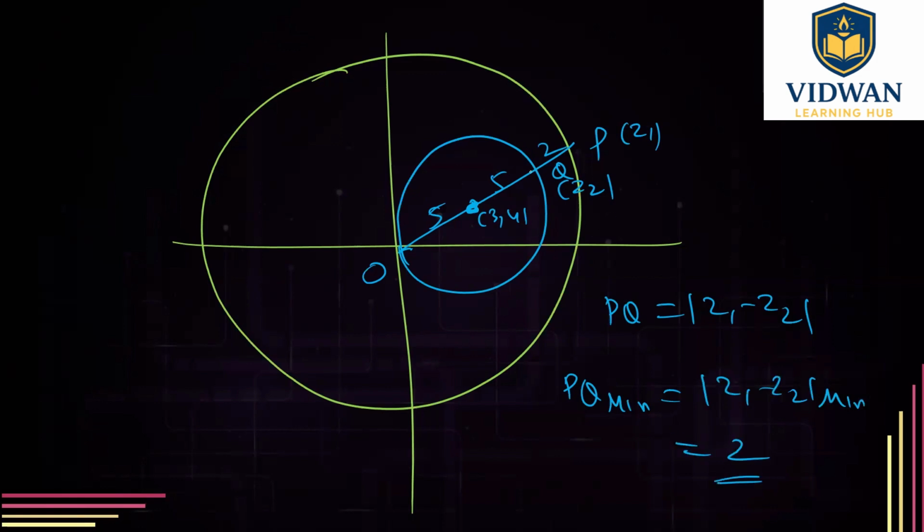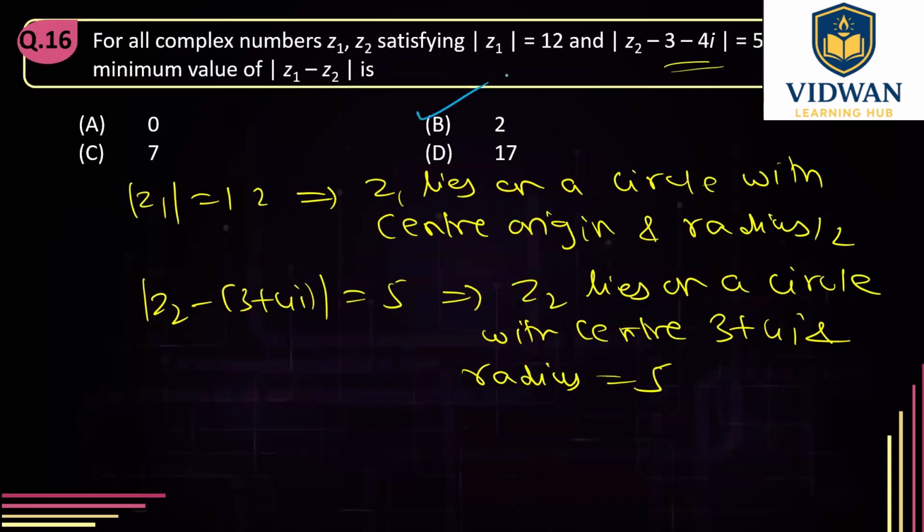And if they ask you the maximum distance, probably this P can be chosen here. And this would become 10 plus 12, 22. If they ask you max of PQ, then it is nothing but 12 plus 10, which is going to be 22. But in the question, they ask minimum only, so 2 would be the answer. So you can mark the second option as the answer.